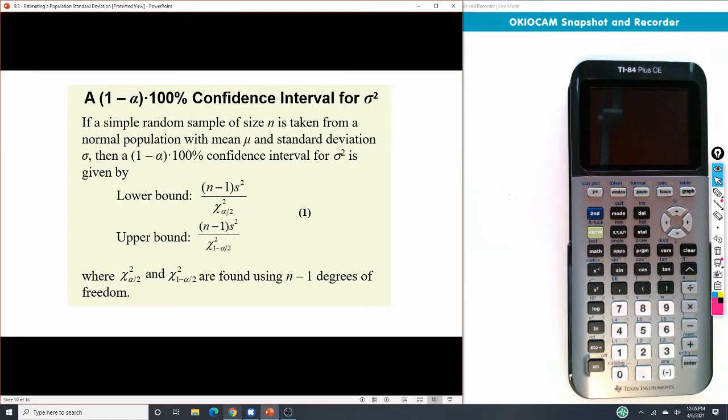So our lower bound is n minus 1 times s squared, all divided by the chi squared alpha over 2. Okay, and then our upper is pretty much the same, but it's the 1 minus alpha over 2. So that's the difference between the 0.95 and the 0.05 on our table that we just looked at for those things. Okay.